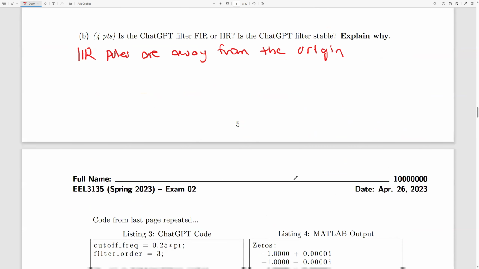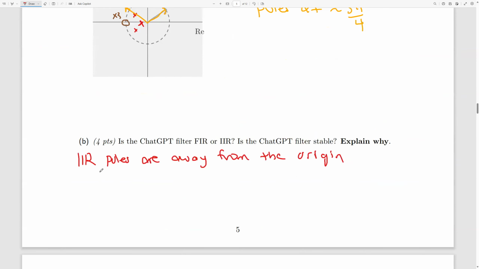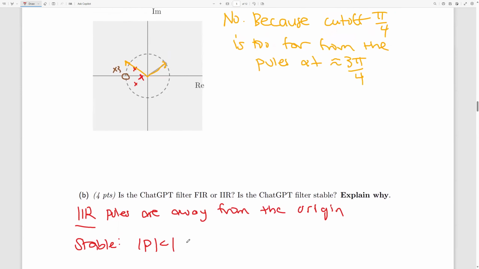So let's go back down. It's IIR. And is it stable? To check for stability, you just check if the poles are less than one, are they inside the unit circle? And the answer here is yes.